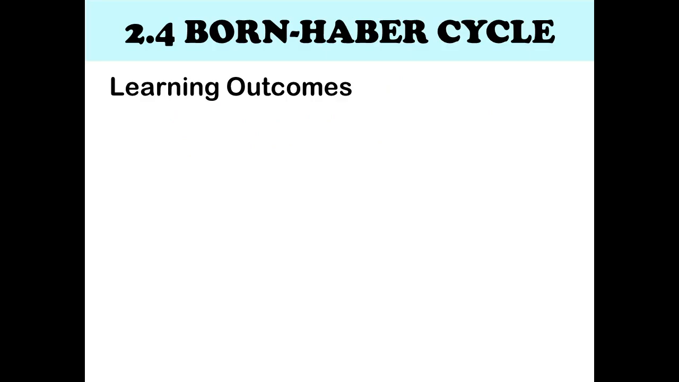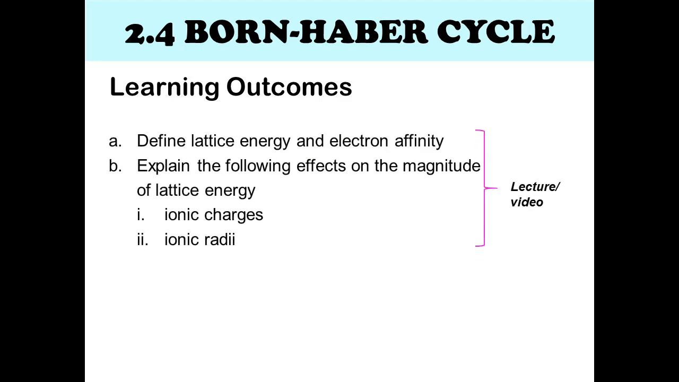2.4 Born-Haber cycle. Learning outcomes. First, define lattice energy and electron affinity. Second, explain the following effects on the magnitude of lattice energy: first, ionic charge; second, ionic radii.